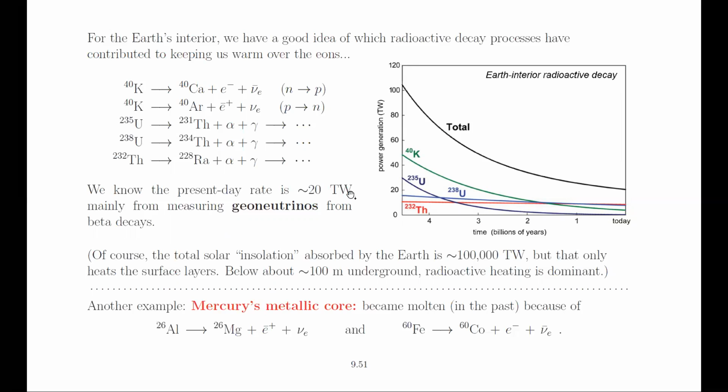This is a plot of how much power we believe has been released over time. Today, about 20 terawatts of power is being released. 20 trillion watts is being generated by the Earth. Back when the Earth was first born, it was more like 100 trillion watts, and it's decreased over time because these radioactive species are gradually going away. As they decay, they turn into more stable species. Uranium and thorium eventually turn into lead after many, many different reactions, and they go away.